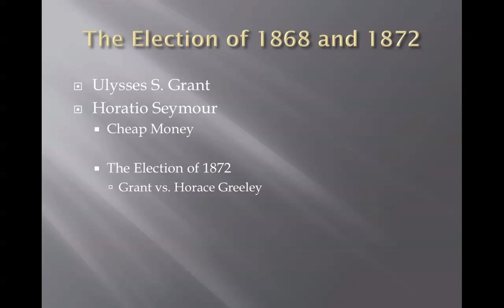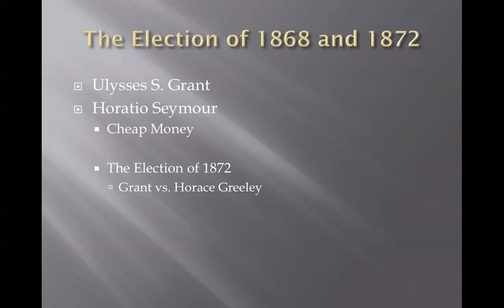So in the election of 1868 and 1872, Ulysses S. Grant won the election in 1868 and won the election again in 1872. He beat Horatio Seymour. Grant was a Republican, by the way. One of the major issues that you'll see later on, Horatio Seymour wanted what they called cheap money. It was basically a way to print money. What you'll see later on is people wanted to move from the gold standard to what's known as bimetallism, to also use silver so that there would be more money in the system.